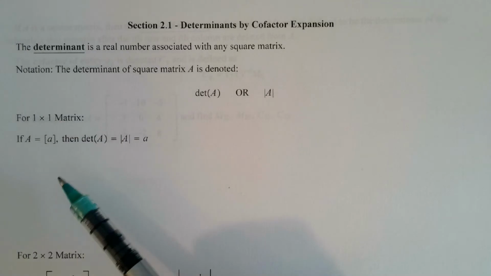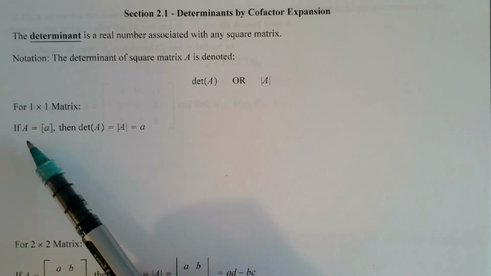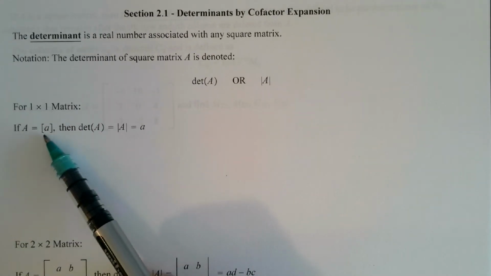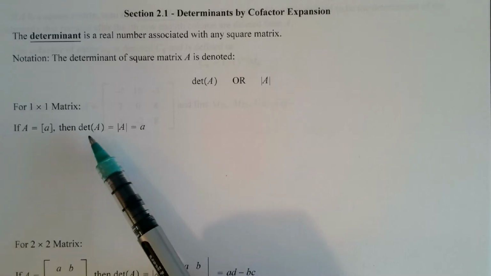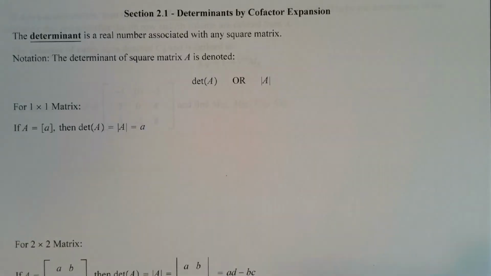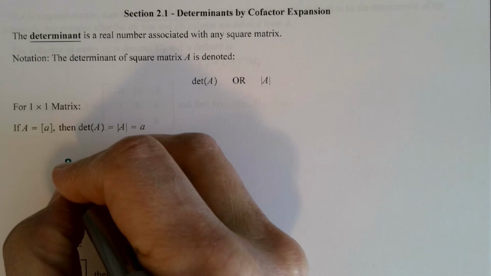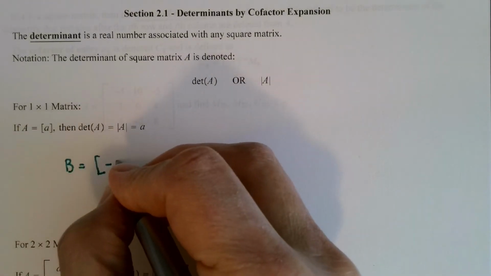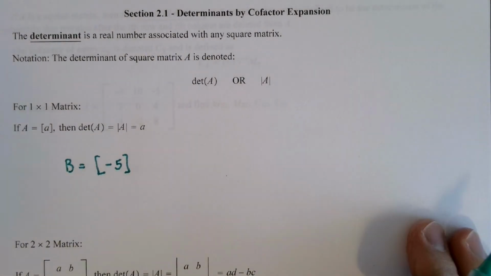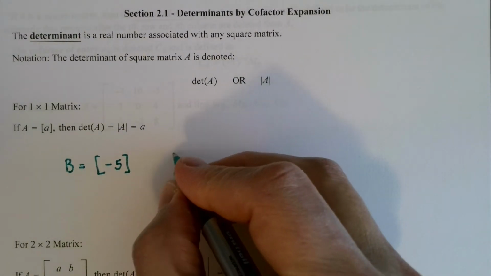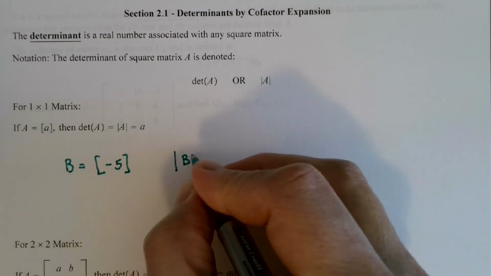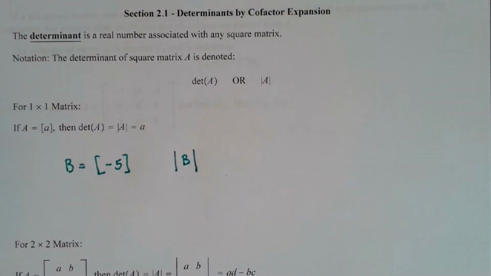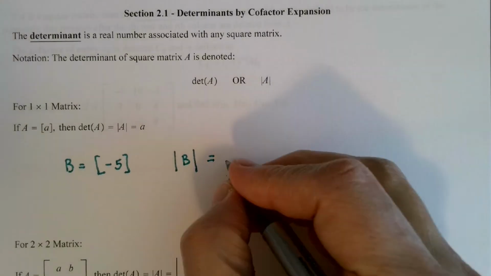Okay, we'll start off easy with a 1-by-1 matrix. Obviously, it's just a real number. In that case, the determinant of the matrix is equal to that real number. So we need to be a little careful here. Let me look at the 1-by-1 matrix B, which again is just a real number. It's just -5. However, the determinant of B, which we could write this way, is equal to what? The actual entry, -5.